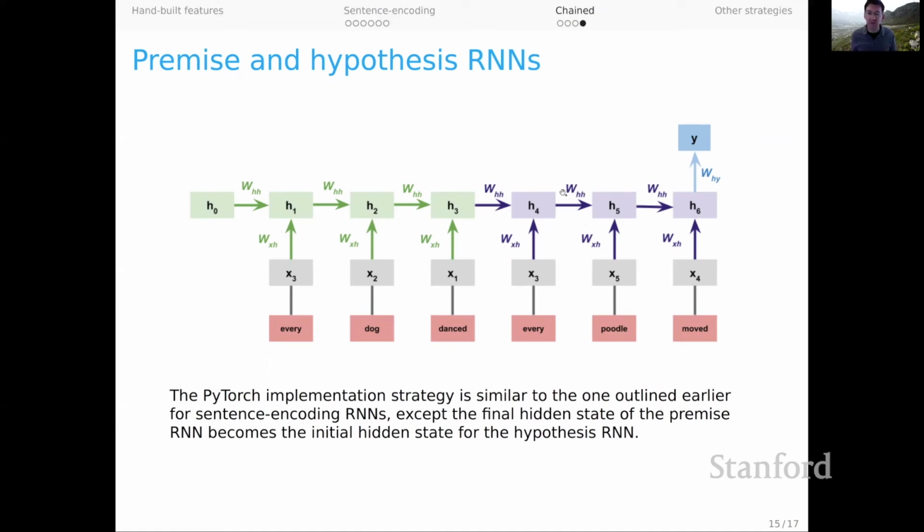And the handoff is essentially that the initial hidden state for the hypothesis is the final output state for the premise. And in that way, you get a seamless transition between these two models. And this would allow the model some space to learn that premise tokens and premise sequences have a different status than those that appear in the hypothesis.